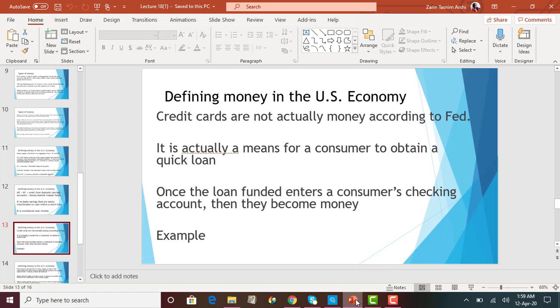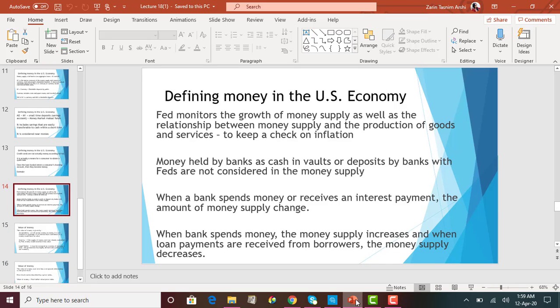Okay, so then we move to slide 14. Basically, the Federal Reserve, or the Fed, monitors the money supply, whether it should go up or whether it should go down. This is controlled by the Fed. If they see the inflation is too much, they will probably lower the supply of money. If the inflation is low, they can increase the money supply a little bit.